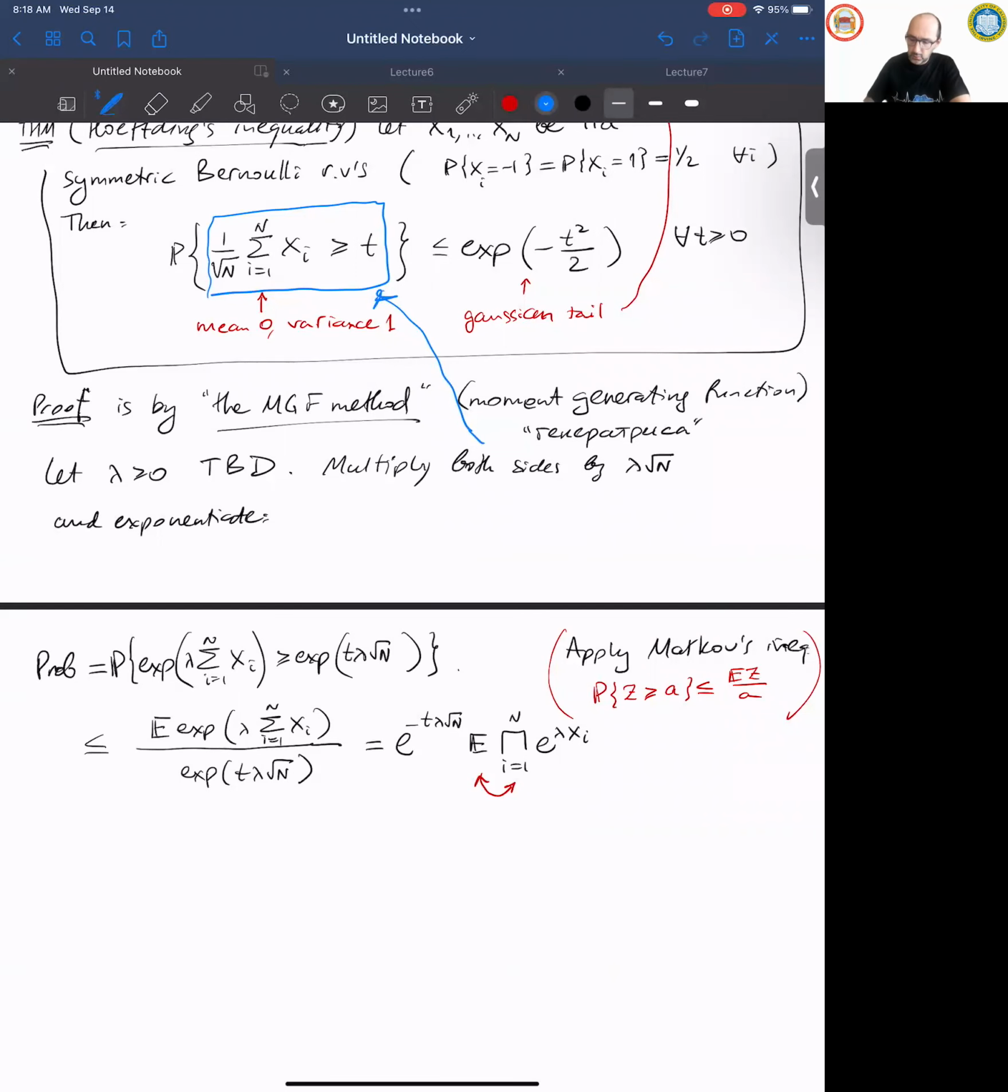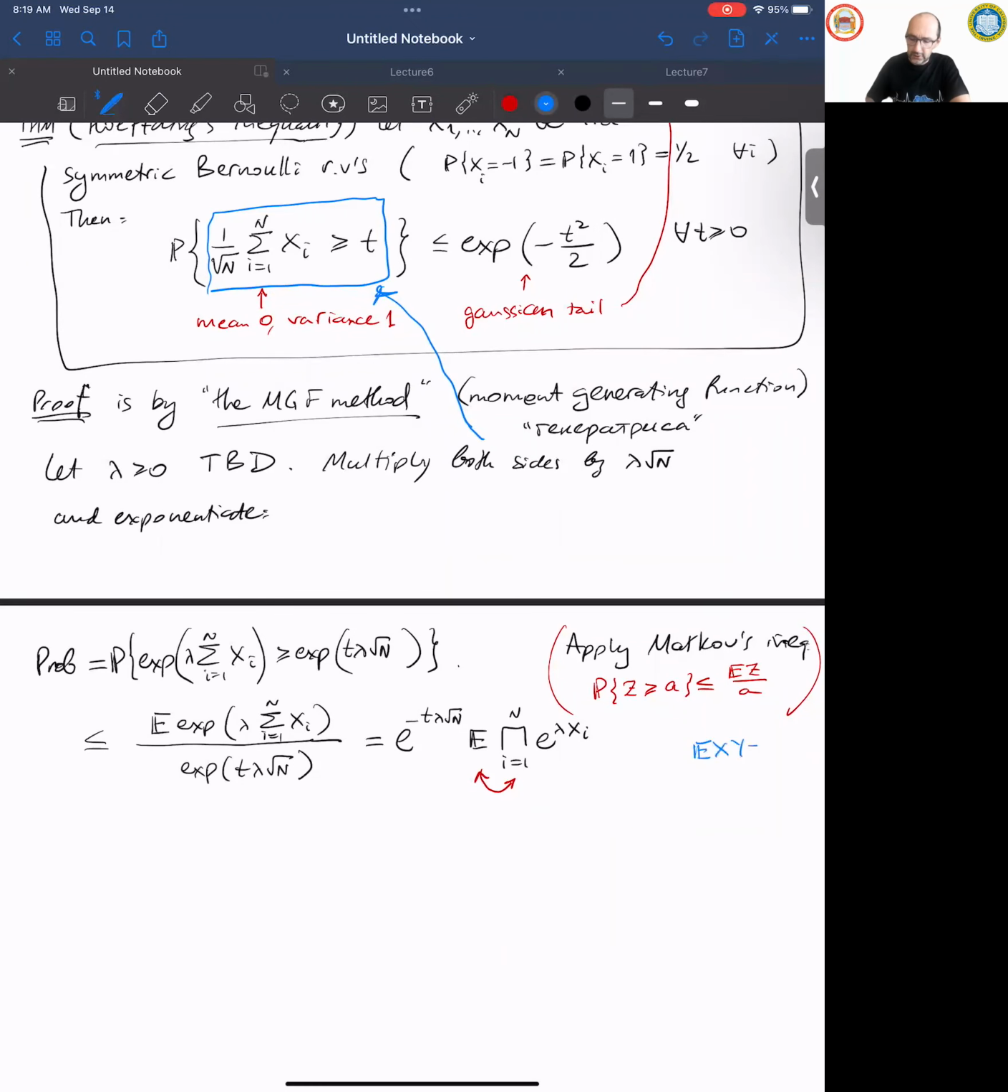When is it true that expected value of xy equals expected value of x times expected value of y? When they're independent. Exactly, when there is independence. So this is where we crucially use the independence property. So we use independence and bring the expected value inside. And we get the product of these things. Good.